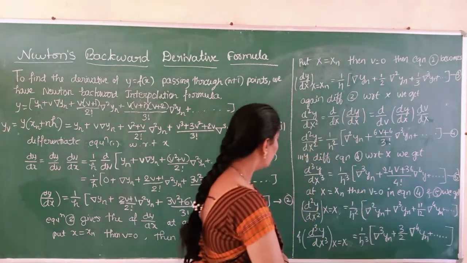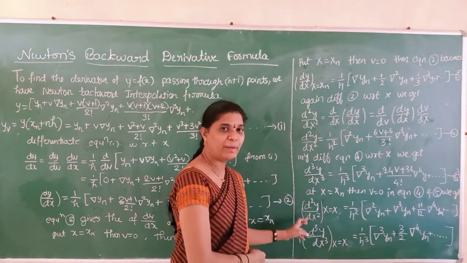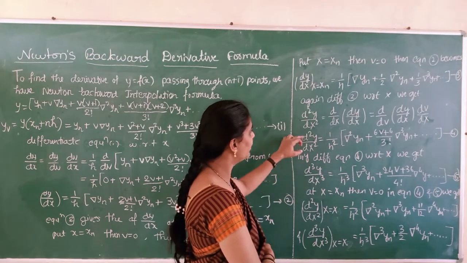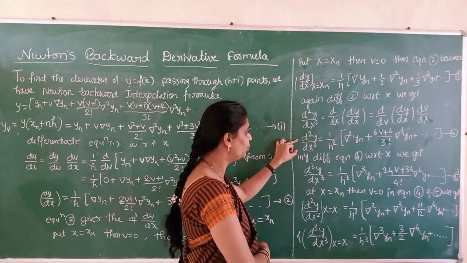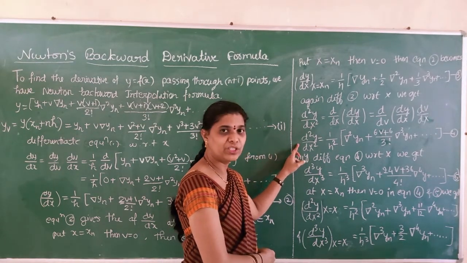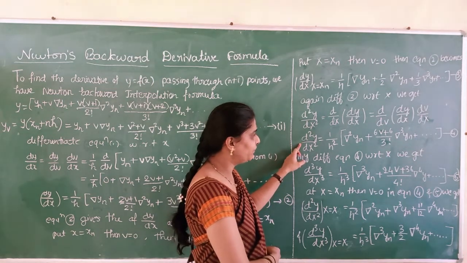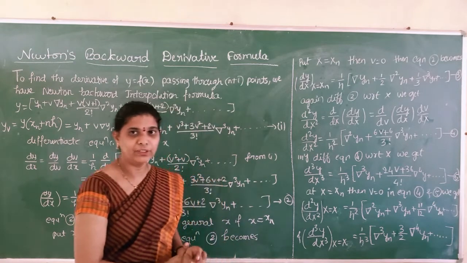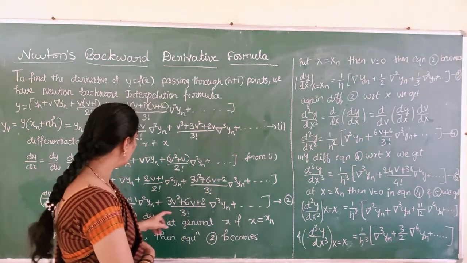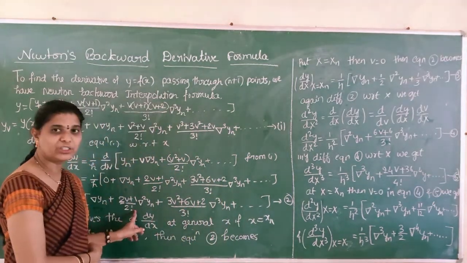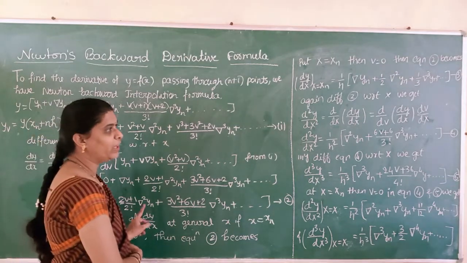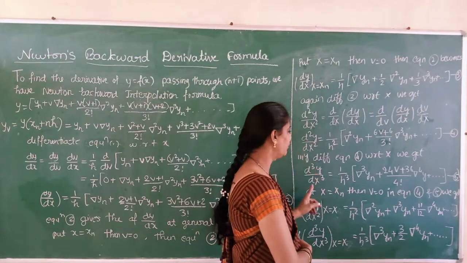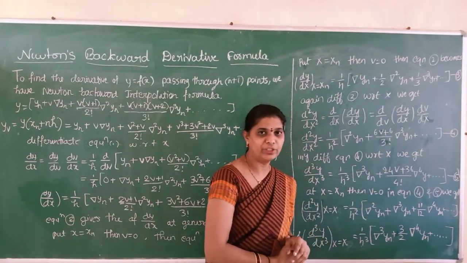These are the second order and third order backward differences at the point x equal to xn. Generally, equation 2 represents the first order backward differentiation formula, equation 4 gives the second order backward differentiation formula, and equation 5 gives the third order backward differentiation formula.